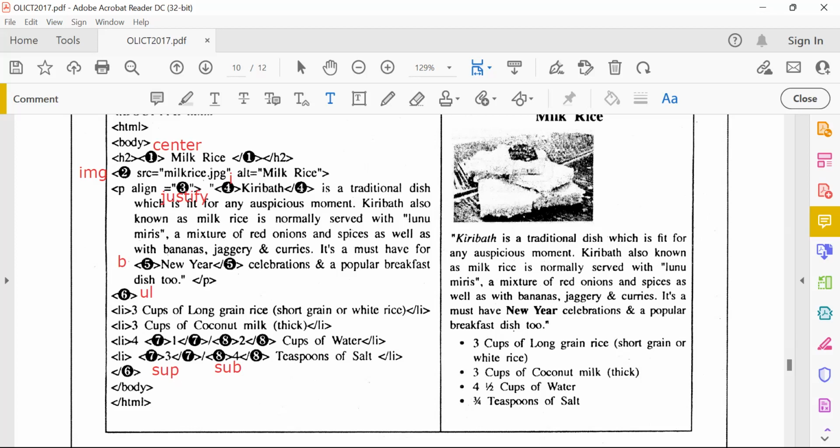So if I summarize, one, we have center, two, we have IMG, three, we have justify, right? Then four, we have italics, 5, we have bold, 6, we have unordered list. Then 7, we have SUP.